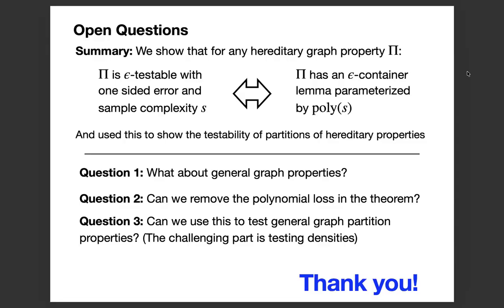Perhaps the better way to sell this is not as answering the characterization, but more so as giving an alternate equivalence. For me, this is interesting because I've been spending all this time on container lemmas, and now it's saying it's not a coincidence that container lemmas are working for graph property testing. It is kind of capturing all of hereditary graph property testing.